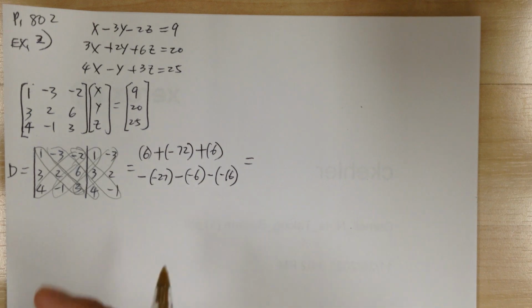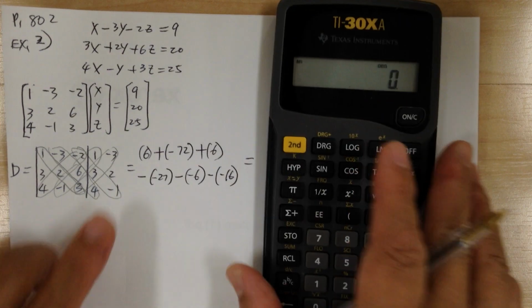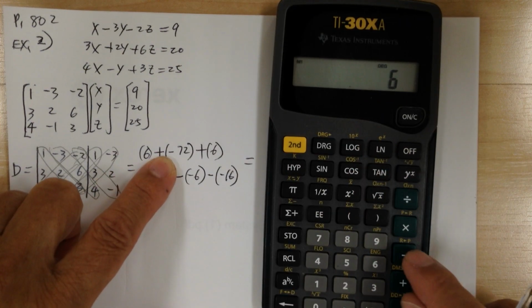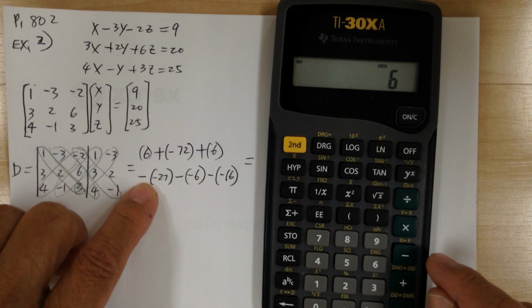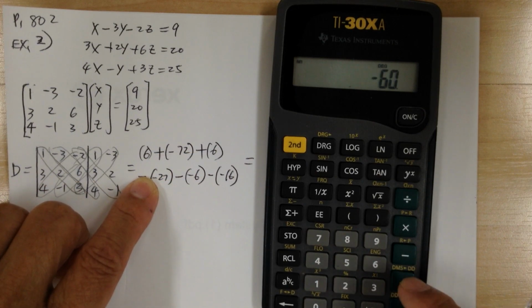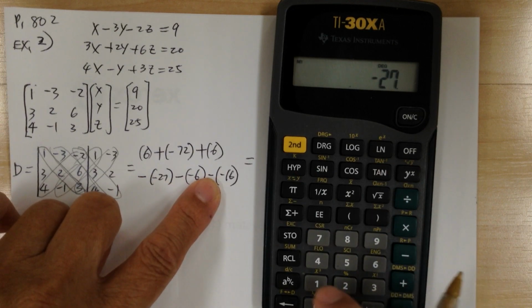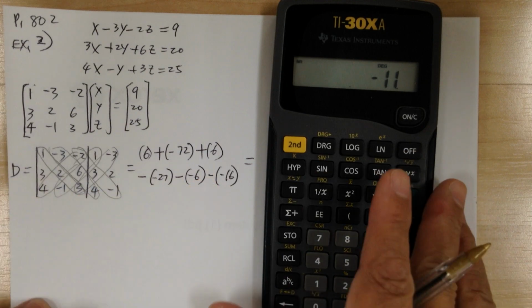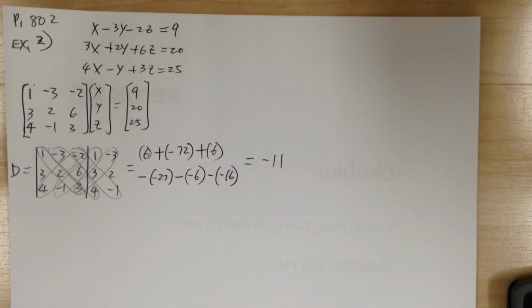Okay, so you can do an expansion by minors also, but you can just do diagonals. So you're going to get 6 minus 72 plus 6, and again this is going to become plus 27 plus 6 plus 16, equal to -11. Okay, so that's the D.